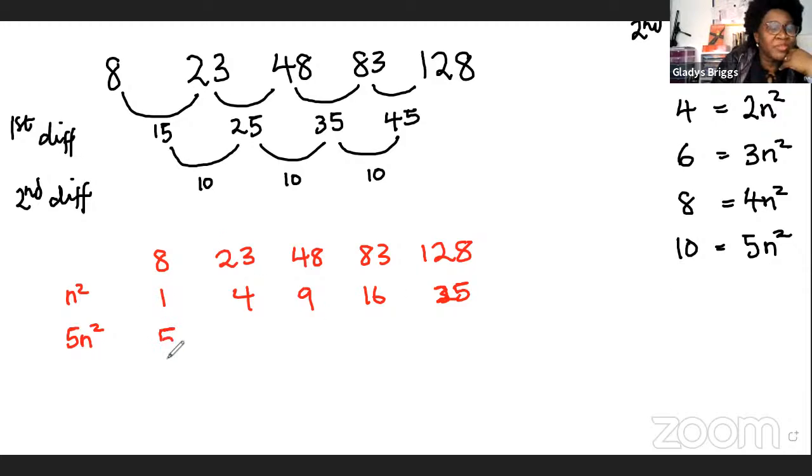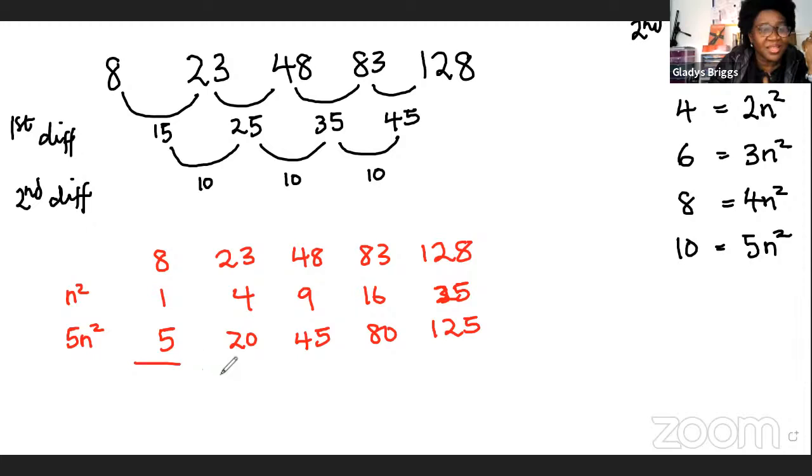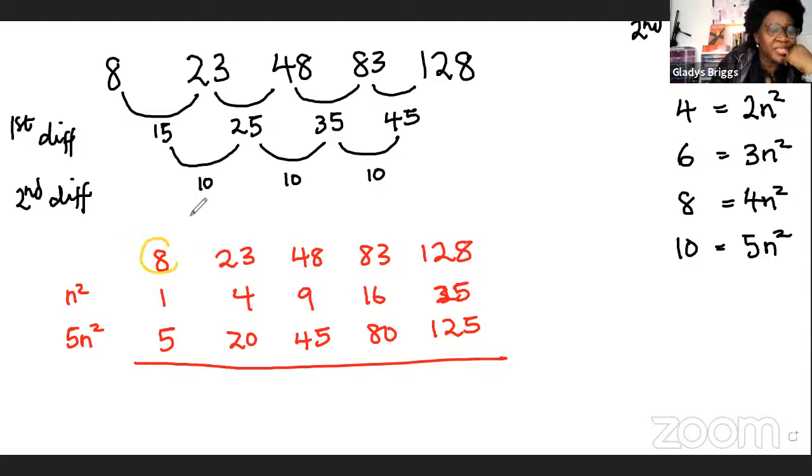So this is going to be 5 times 1, which is 5. 5 times 4 is 20. 5 times 9 is 45. 5 times 16, what's that? It's 80. 5 times 25 is 125. Now you need to find the difference between the given sequence and 5n squared.